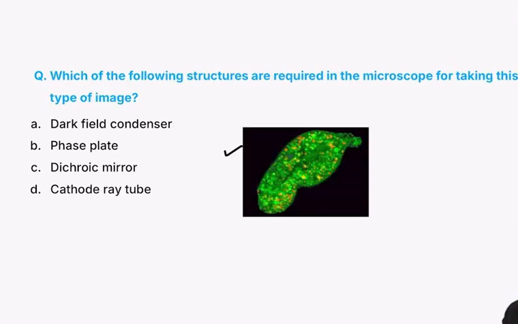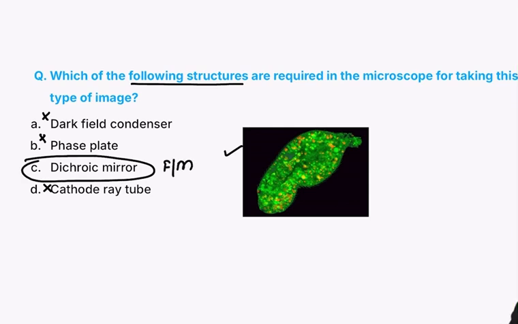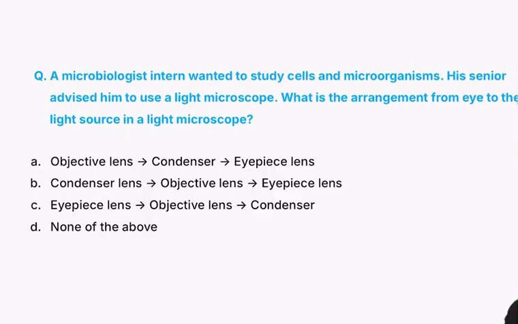The next image is also of a fluorescent microscope, and they say which of the following structures is required for this image. So we know that no, this is not a dark field microscope, this is not to do with phase plate, it's not phase contrast, there is nothing cathode ray tube needed. I need a dichroic mirror, because for fluorescent microscope you need an ultraviolet light and you need a dichroic mirror.